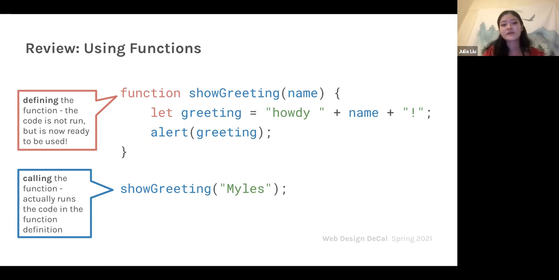Remember when you're using functions that you have to have both the function definition and the function calling. If you only have the function definition and you don't ever call the function, then it's basically useless. And if you call the function without actually defining it, then you're calling a function that doesn't exist, and that will throw an error.